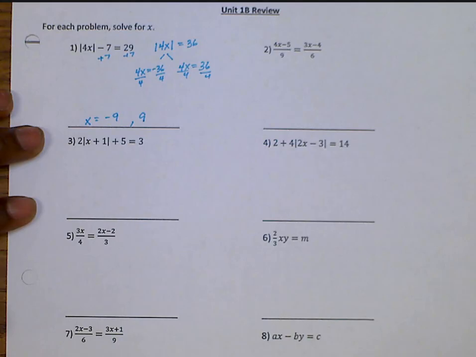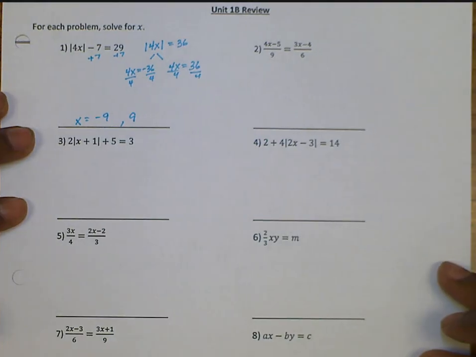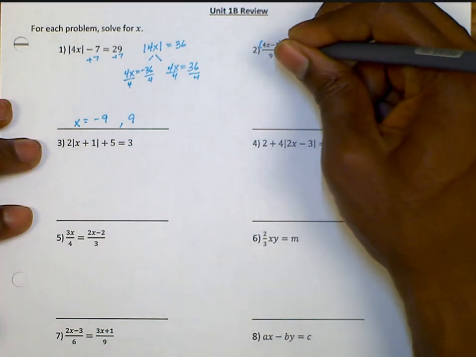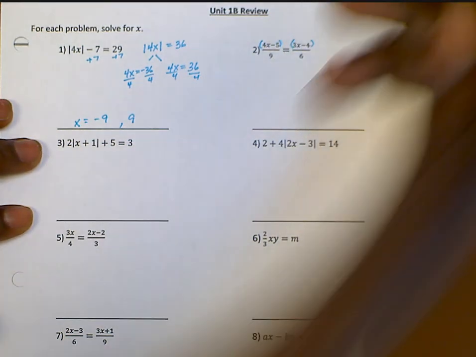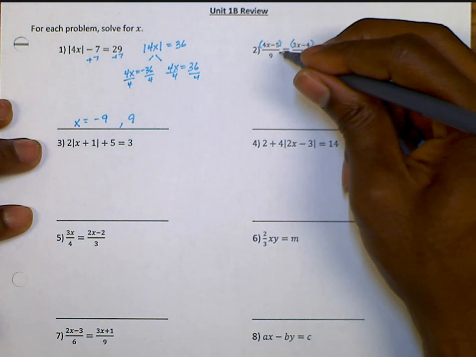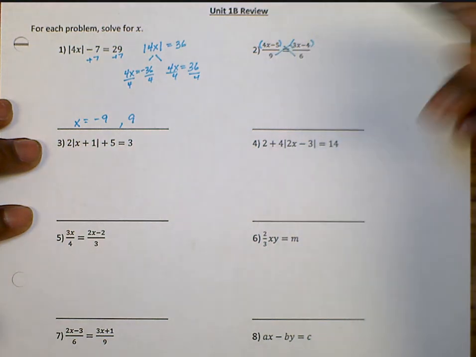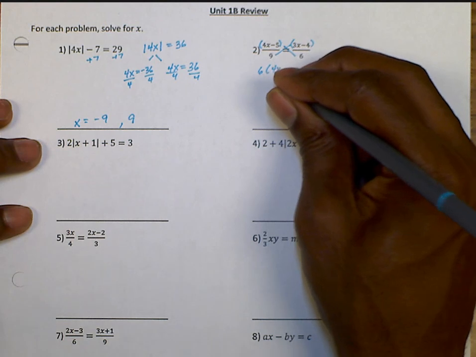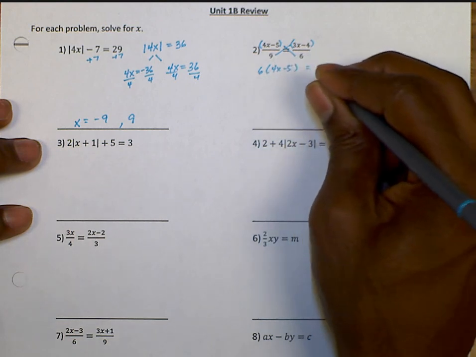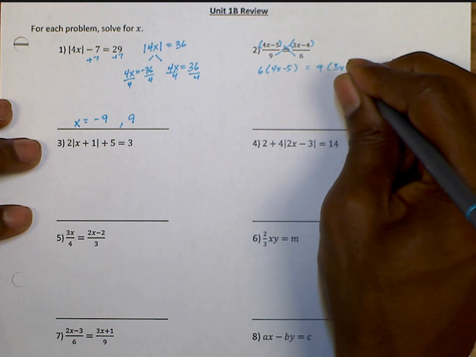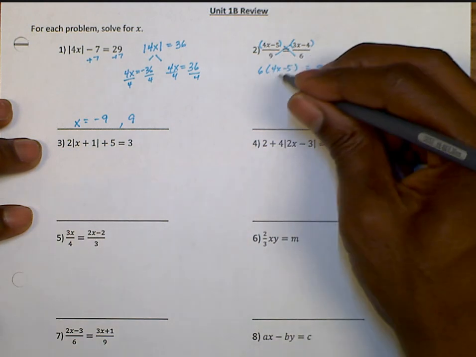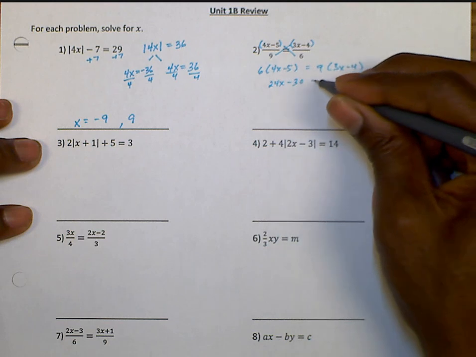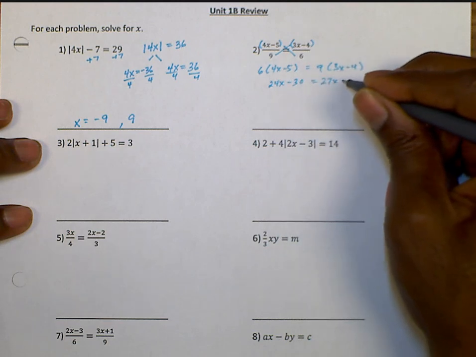Okay. Number 2 is a proportion. Remember, with proportions it is important to group the expressions in the numerator or denominator. So we do that, and we cross multiply to solve. So we have 6 times 4x minus 5 equals 9 times 3x minus 4. Distribute, so I have 24x minus 30 equals 27x minus 36.